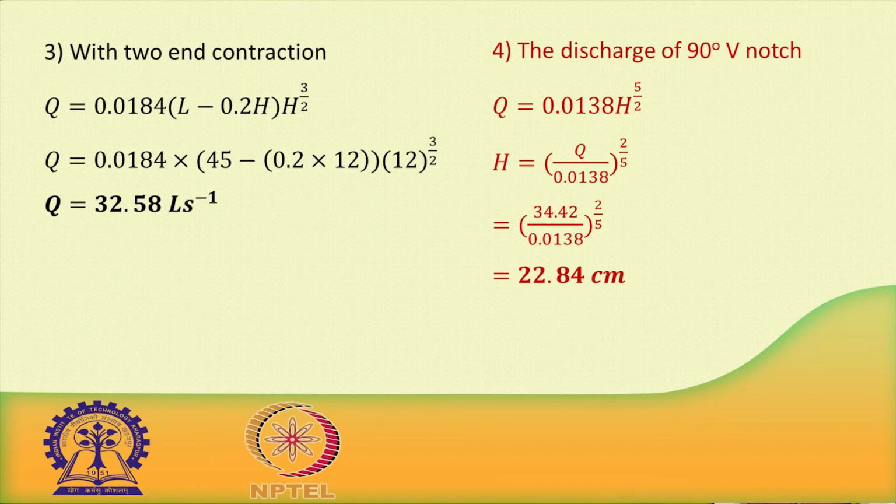In this expression we simply substitute the values, so h can be written as (Q by 0.0138) to the power 2 by 5, and we get the value 22.84 centimeter. So, this is the desired answer for the flow through the 90 degree V notch.